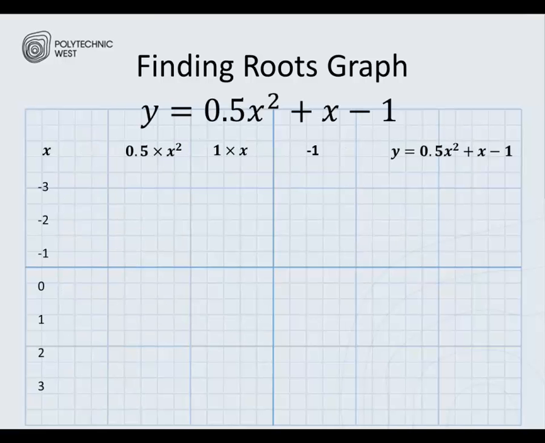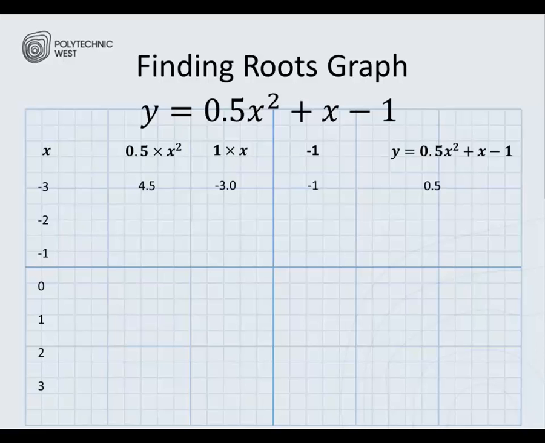What I then do is I choose a range of x values that will include those two values that I just found. So I'm going to go from minus 3 to 3. And I calculate each one of the terms individually. So minus 3, throwing that into 0.5x squared, I get 4.5. Throw that into 1 times x, I get minus 3. And then minus 1 is just minus 1. Add all those together, I get 0.5.